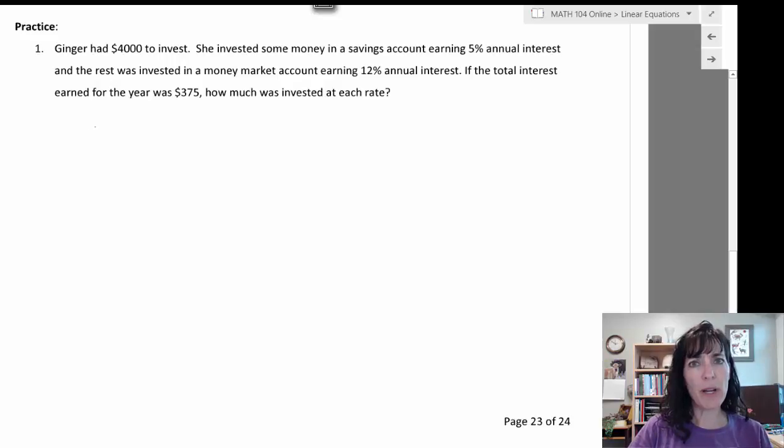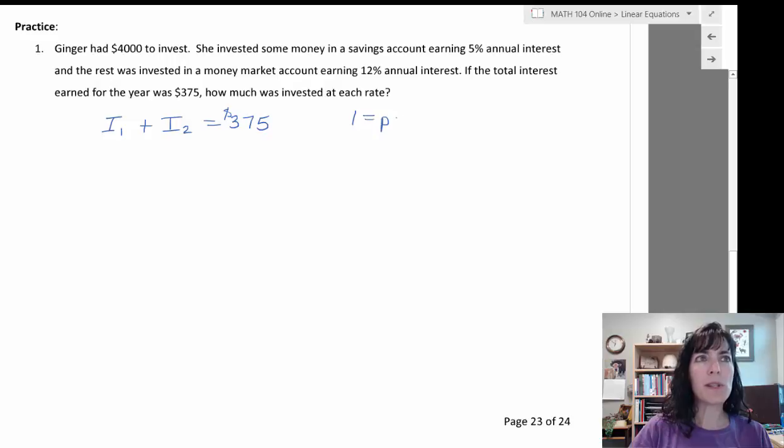I want to try to write some equations to help me with this problem. I can see that she's getting interest from two accounts. So interest from account 1 plus interest from account 2 is going to give her the $375. And I also know that interest equals the simple interest that we're doing here, principal times rate times time.